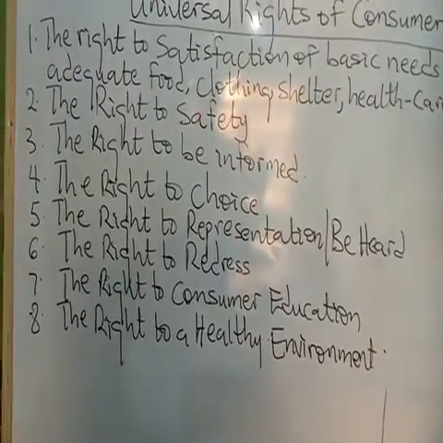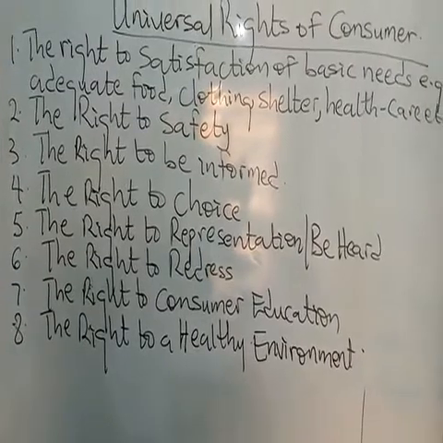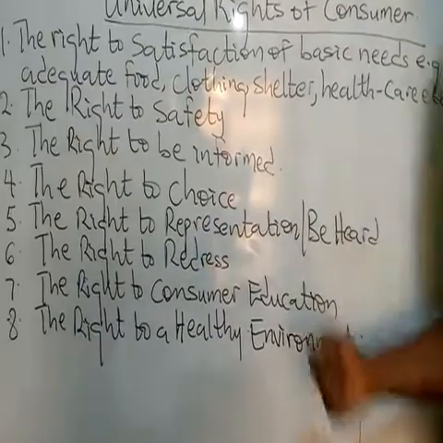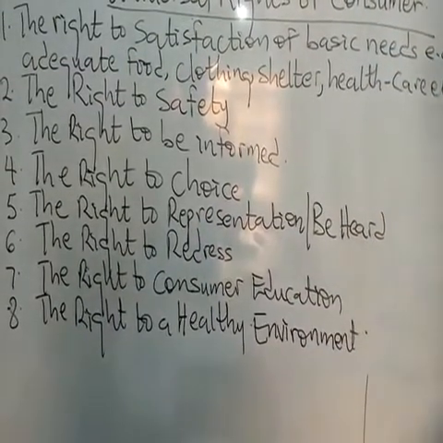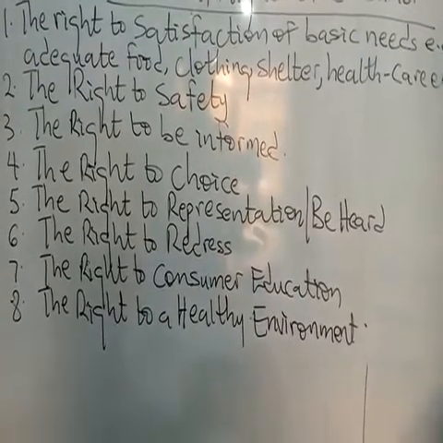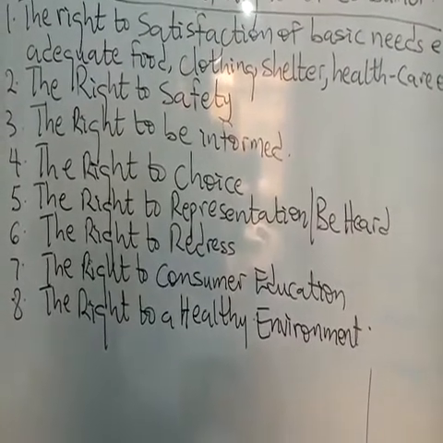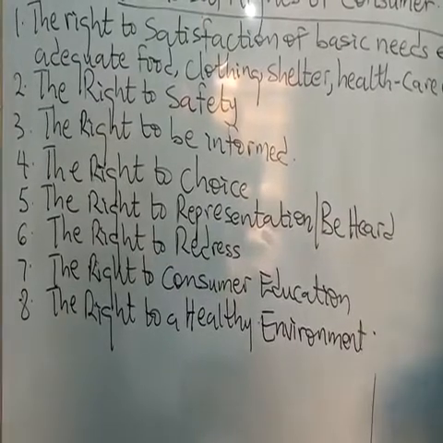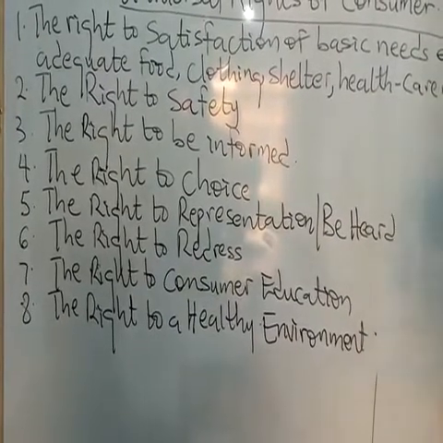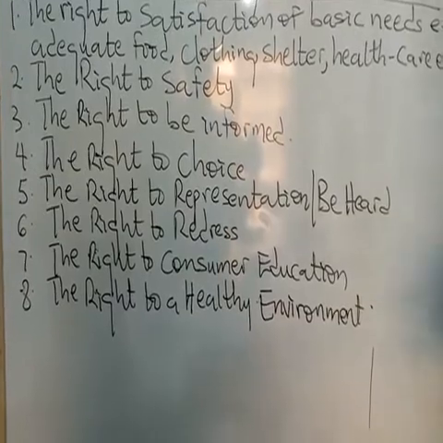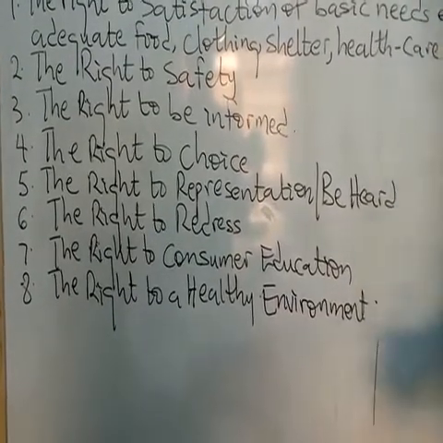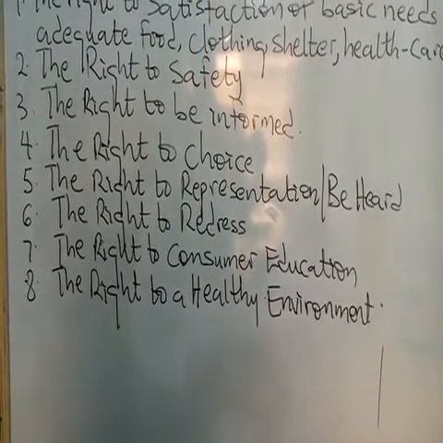Number four, right to choice. He has the right to choose any goods that he wants to produce to the market. Number five, he has the right to representation. He has the right to be represented or being what? Being heard. That is, he has the right to defend his good anywhere. He has the right to send somebody to go and defend him concerning the goods that he has produced.